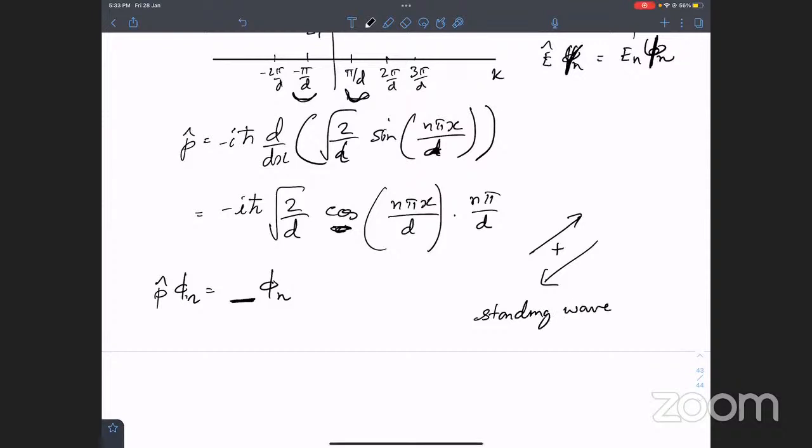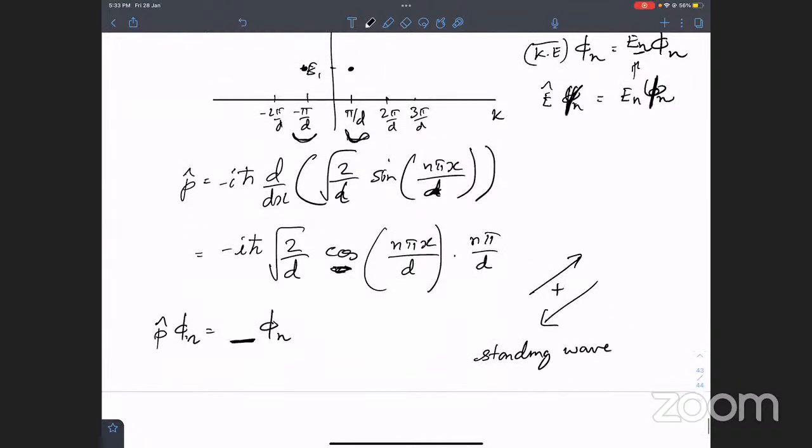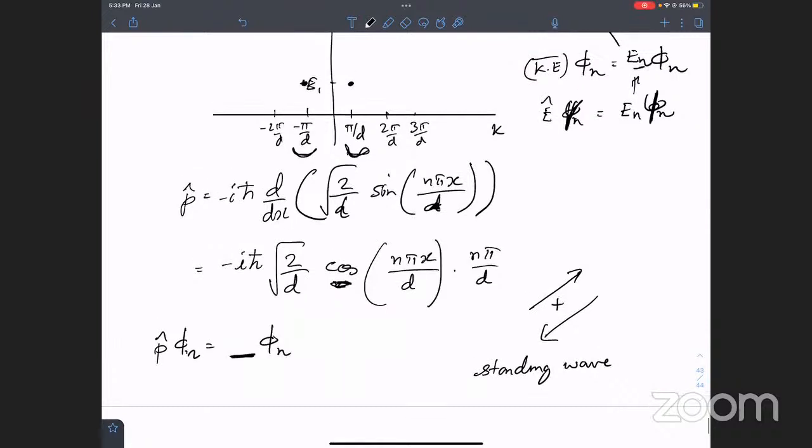We don't have a traveling wave. So it's a standing wave, and a standing wave is not an eigenstate of the momentum operator. Okay, so it's a very tricky question.